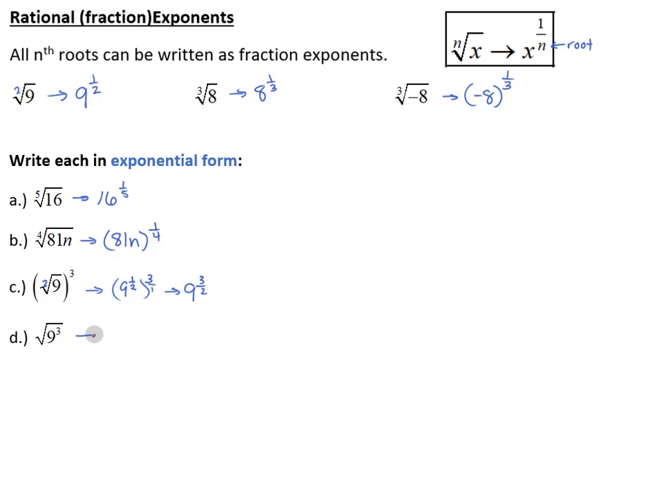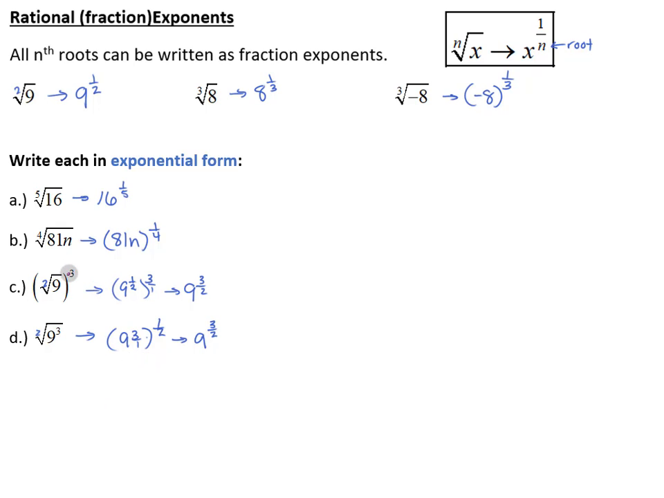So let's try another example. What about if I have the square root of 9 cubed, but 9 is being cubed inside the radical? Curious. Well, let's again put parentheses around this value, 9 cubed. And if it's the square root of that, it's raised to the 1/2 power. Here again, I have a power being raised to a power, and we multiply our exponents. Top times top, bottom times bottom, we get 9 to the 3/2 again.